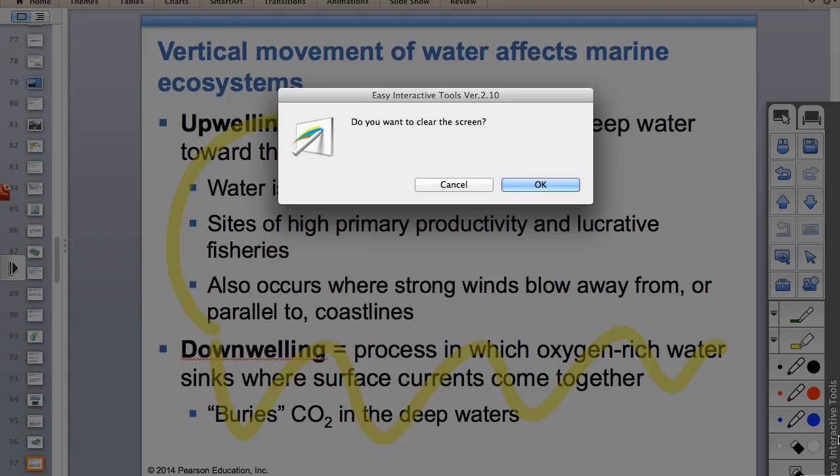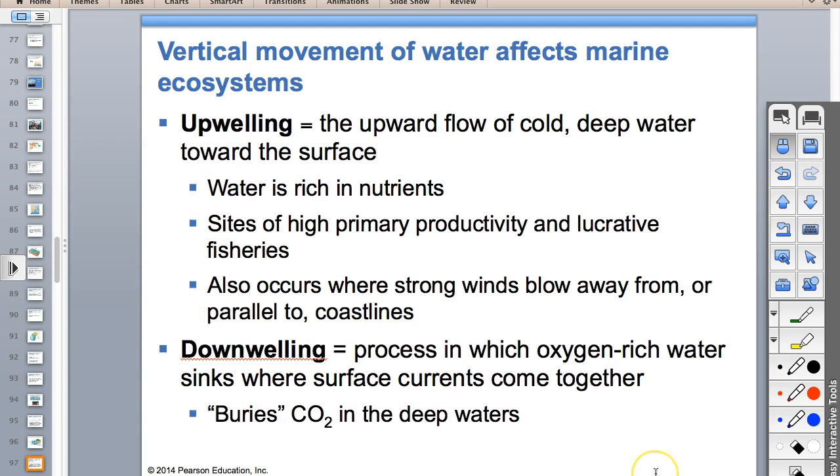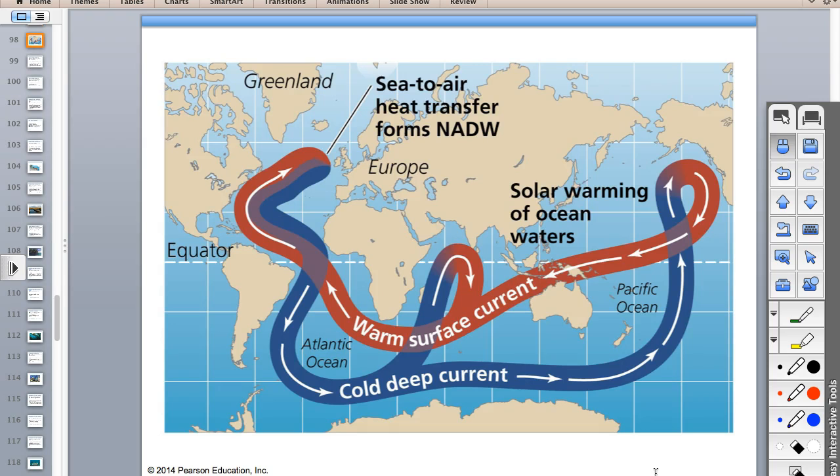Does it just kind of intermittently occur across the middle of the ocean, or is it at the surface? There are specific places, and it's usually along coastlines. It has to do with the currents.